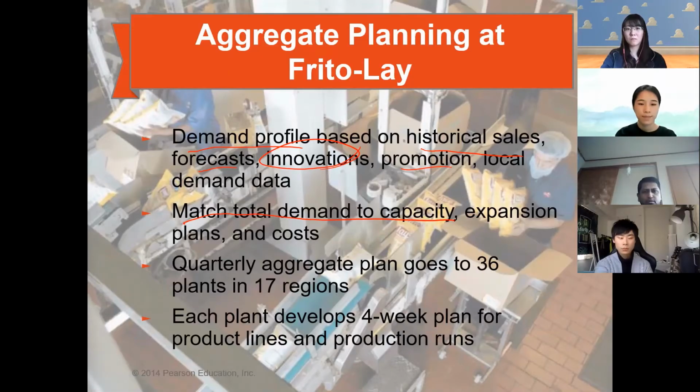You can also subcontract. That's why all the garment manufacturers in Bangladesh, the garment industry, they make the branded goods, or even in China, they produce Nike, Adidas. It's subcontracted out to companies to actually produce it. So you need to match total demand to capacity, expansion plan, and the cost involved. A quarterly aggregate plan goes to 36 plants in 17 regions for Frito-Lay, and each plant develops a 4-week plan, basically a monthly aggregate.